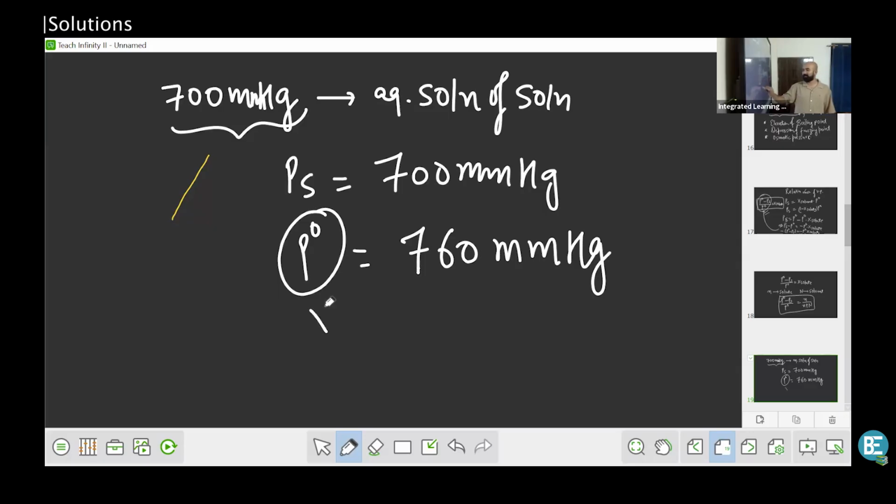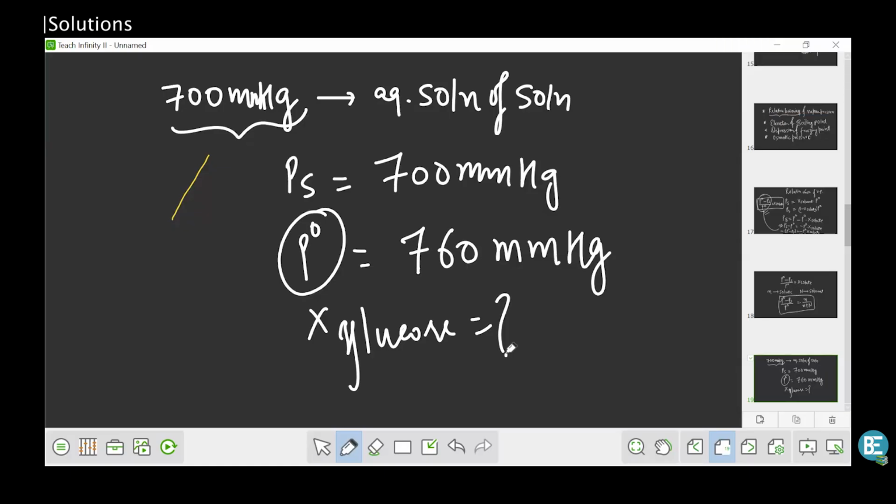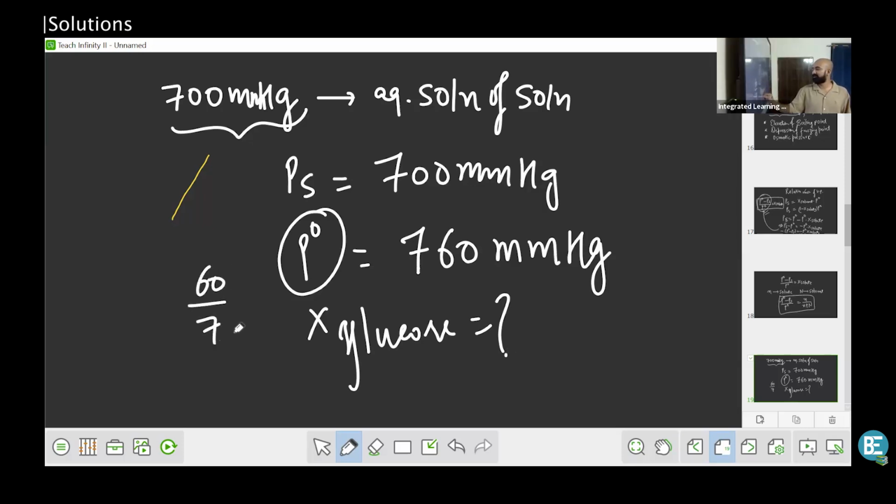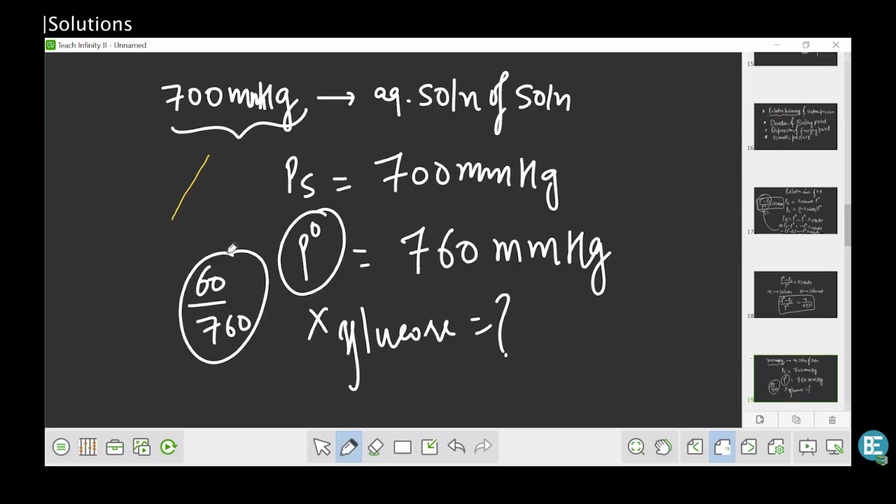All you have to figure out is X of glucose. All you have to do is solve for the glucose. So 60 by 760. Yeah, 60 by 760. Easy, isn't it? Yes, sir. Okay, let's do another one. In the next class, we'll do a little bit difficult question.